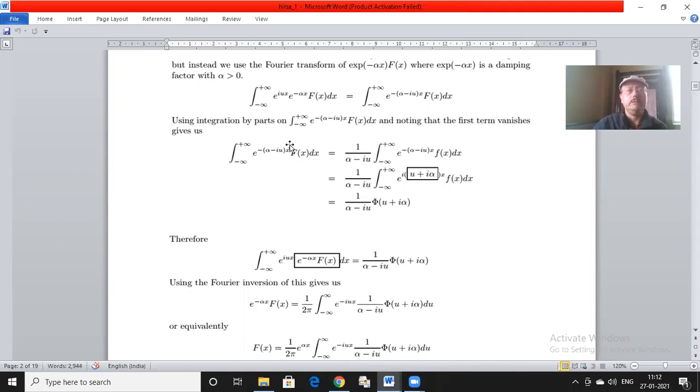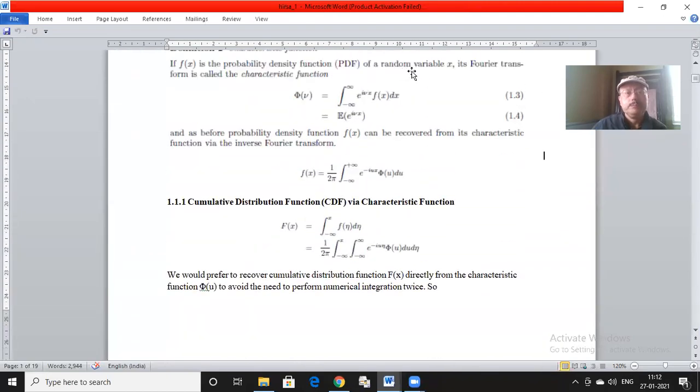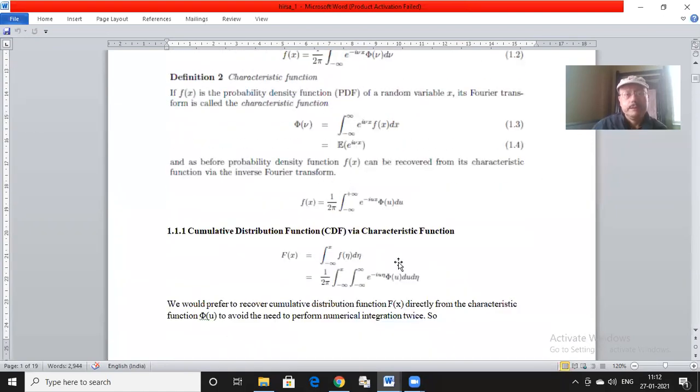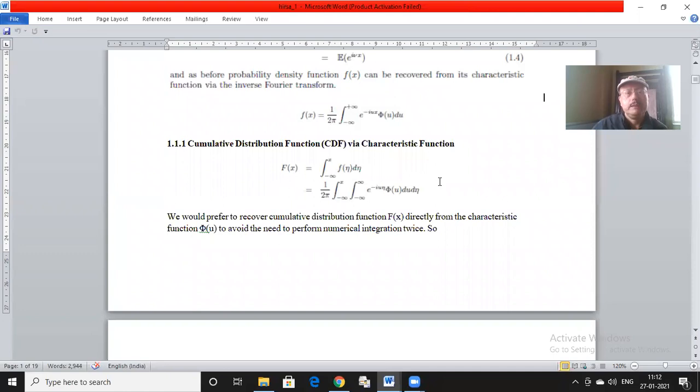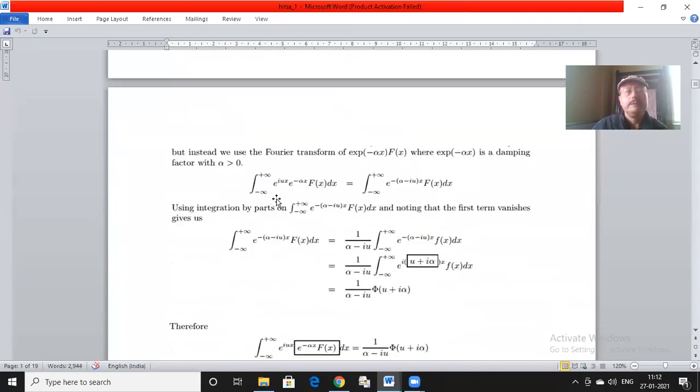So what we do is a trick that we can use. What we use is a Fourier transform of not capital F, but Fourier transform of e to the power minus alpha x capital F. This e to the power minus alpha x is called a damping factor. Take alpha positive. And you look at e to the power minus alpha x F(x) instead of only F(x). So now, using this notation and definitions here, look at this integral: minus infinity to infinity, e to the power iux, e to the power minus alpha x, F(x) dx.